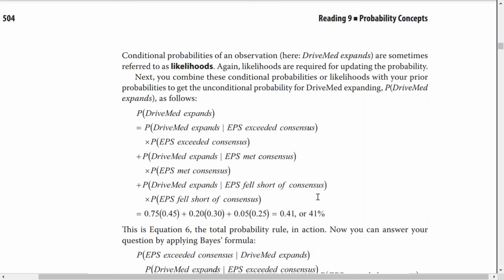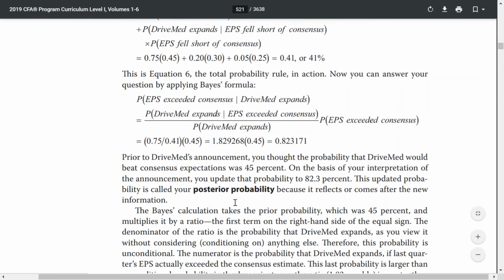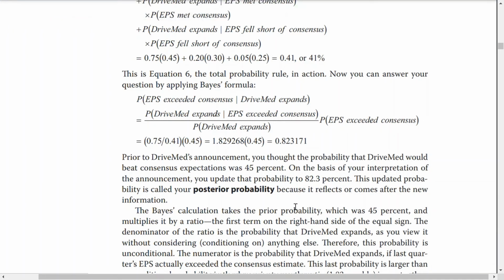Now you can answer your question by applying Bayes' formula. Plug it into the formula and you get 0.823171. Prior to DriveMed's announcement, you put the probability that DriveMed will beat consensus expectations at around 45%.